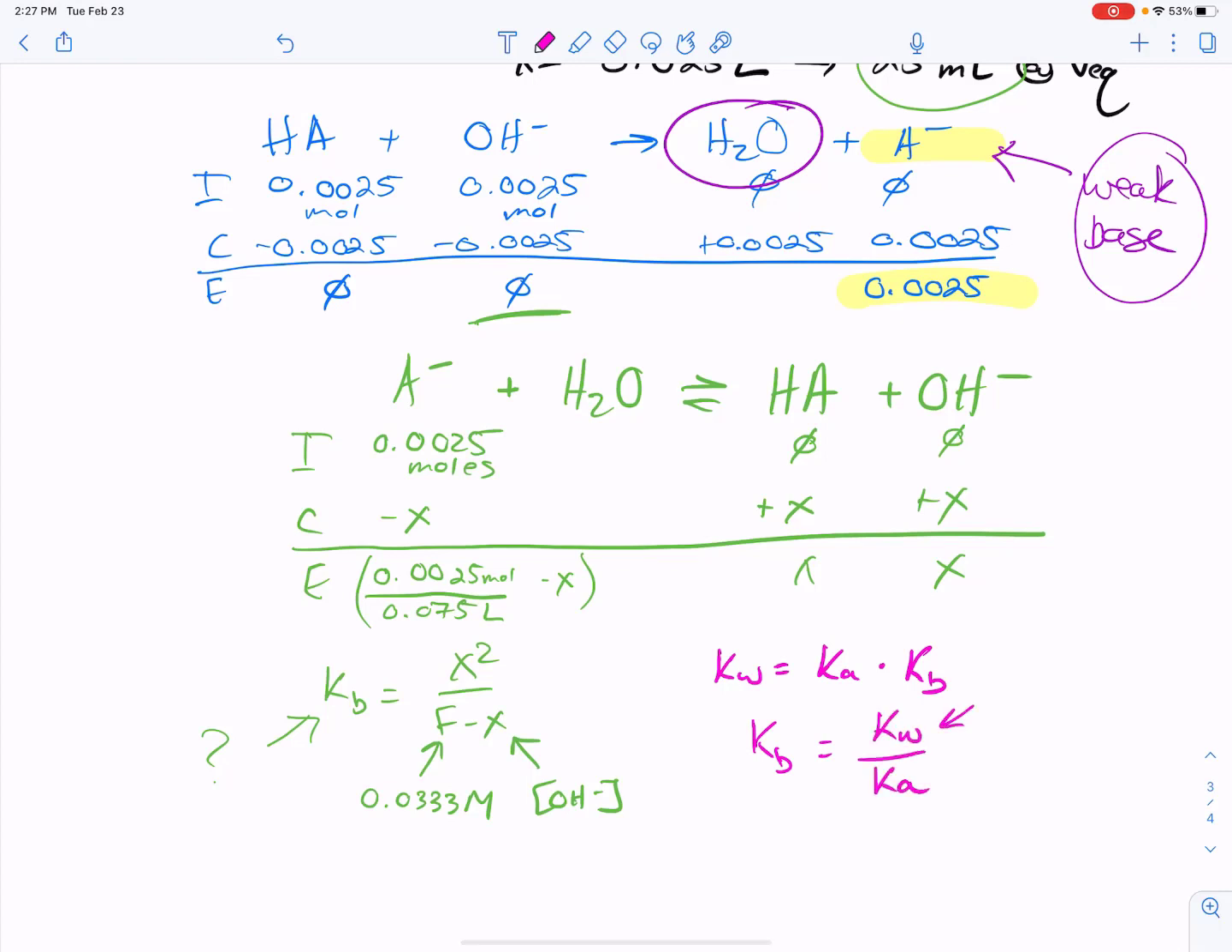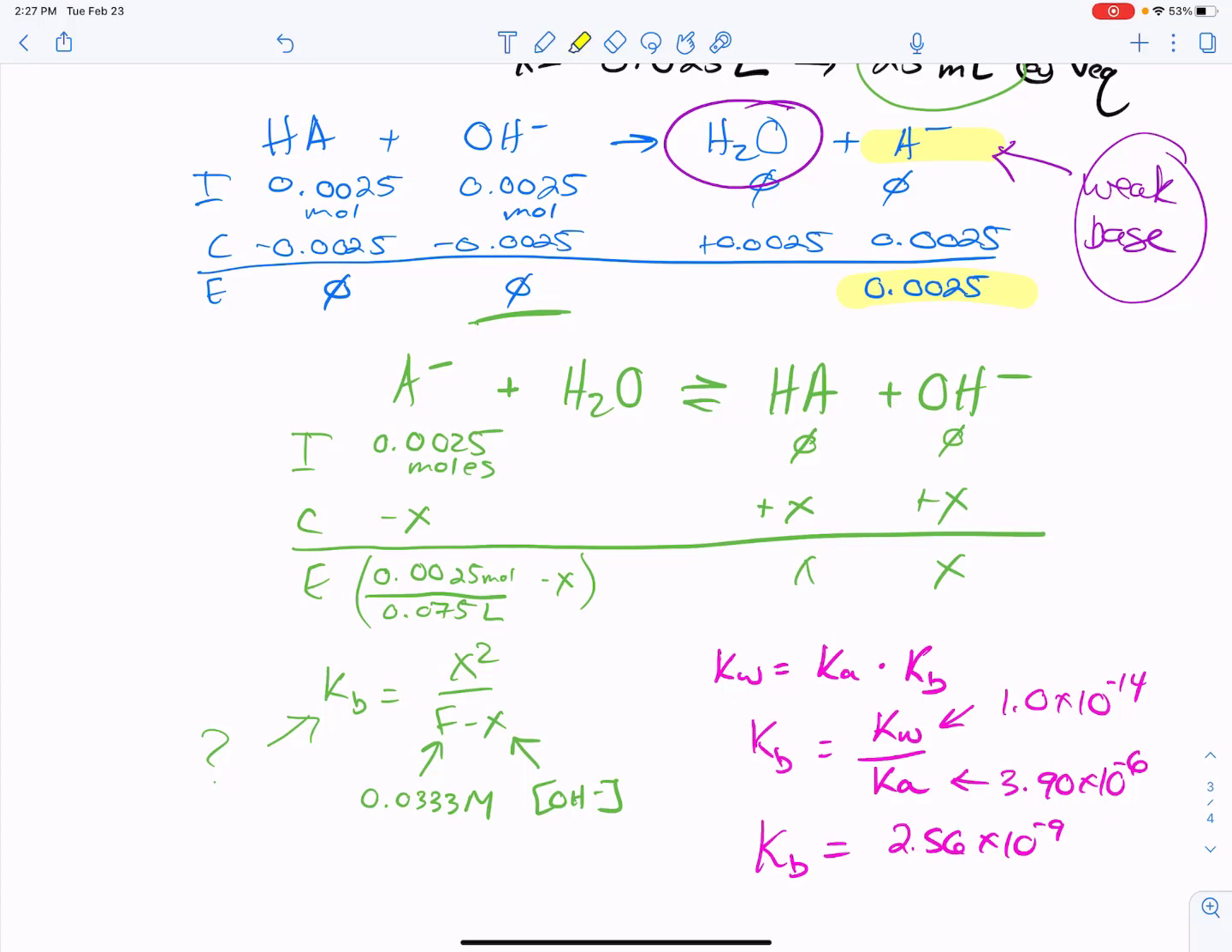We know the Kw of water is 1.0 times 10 to the negative 14, and we know our Ka, which is 3.90 times 10 to the negative 6. That gives us a Kb equal to 2.56 times 10 to the negative 9.